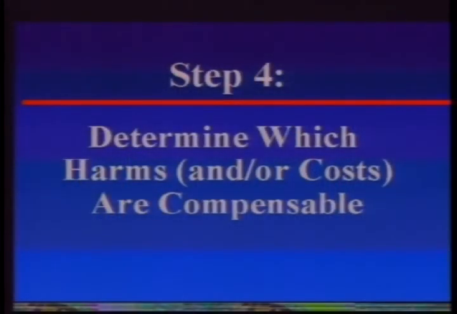Okay. That being the case, let's proceed on to step four. Step four is determine which of the harms and or costs that we've now identified are compensable according to the statutes. And the various statutes provide for certain things to be compensable. And, of course, something has to be compensable under the statutes for there to be an order of restitution for that harm. So let's look at those.